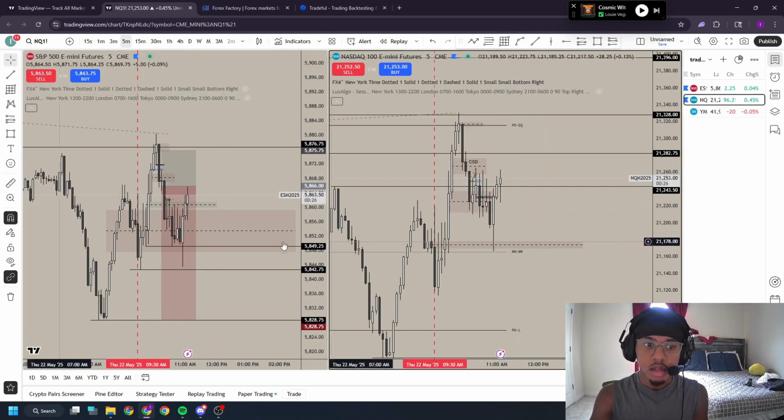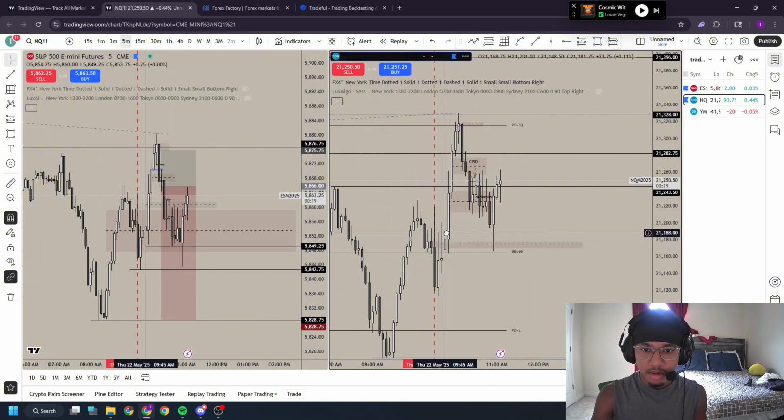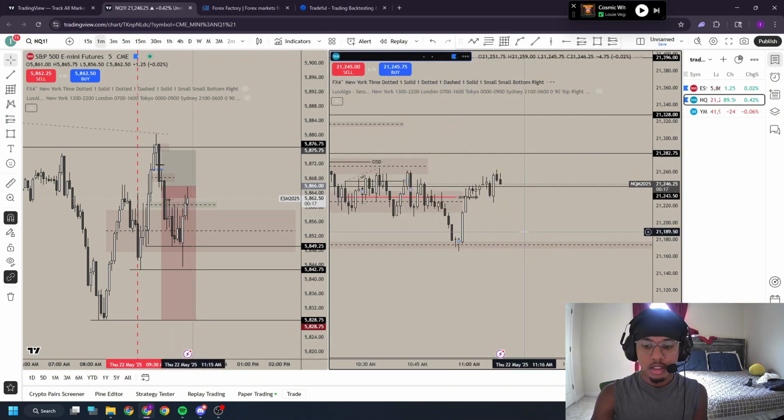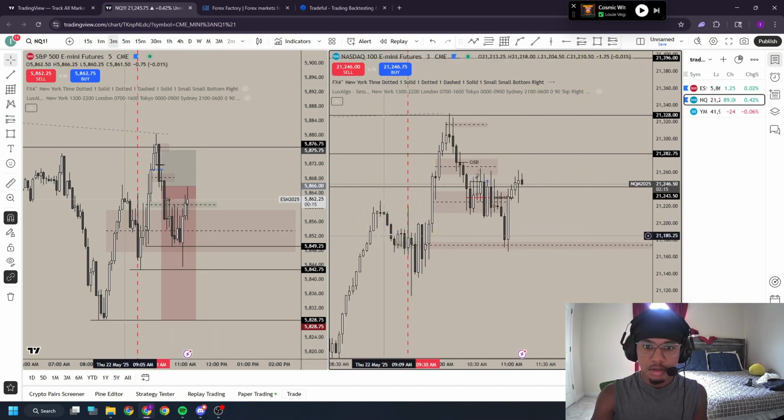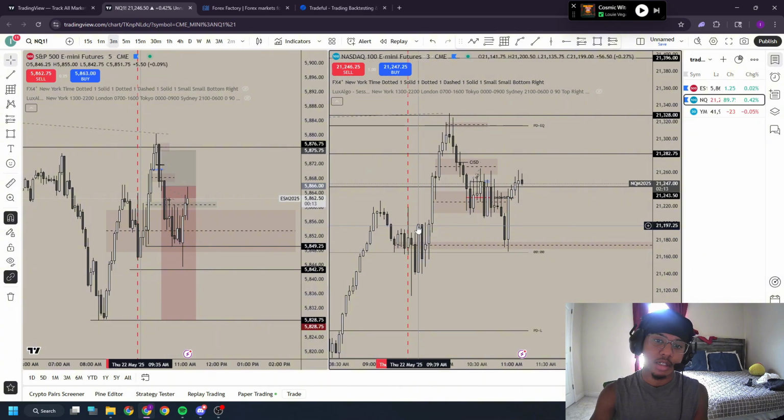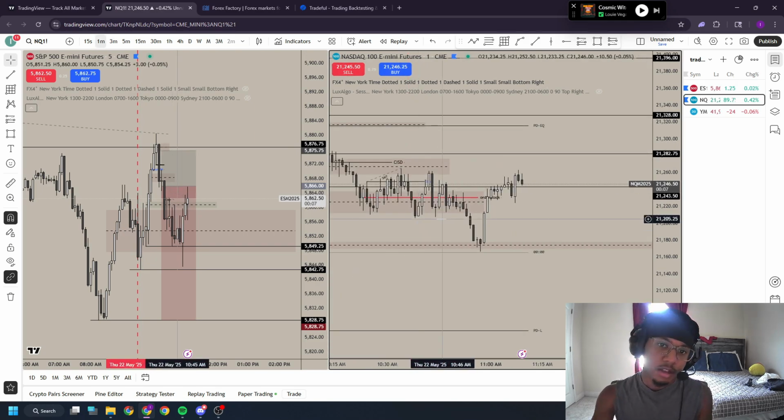Whoa, my train of thought is freaking booming. Okay, we ended up creating a breaker block from there. The macro had opened, so honestly there was nothing on the 3 minute. Sometimes I'll take 3 minute inversions and just stay on the 3 minute. I'm back testing since I do use the 3 minute, but we had nothing on the left to invert.